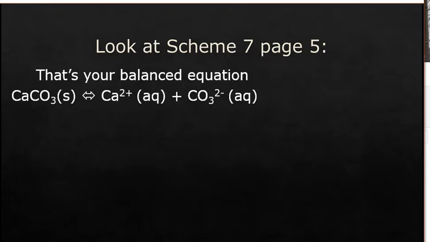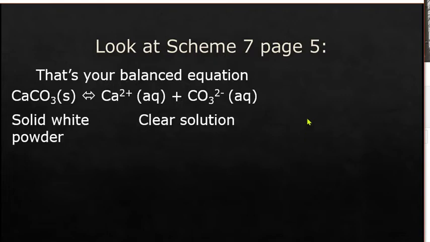What it does is dissociate a little bit, making some calcium 2+ cations dissolved in the water and a little carbonate anions dissolved in the water. And this is the standard way to write a Ksp equation. Instead of writing it the other way around, you write it with the solid on the left and the slightly dissociated forms on the right.